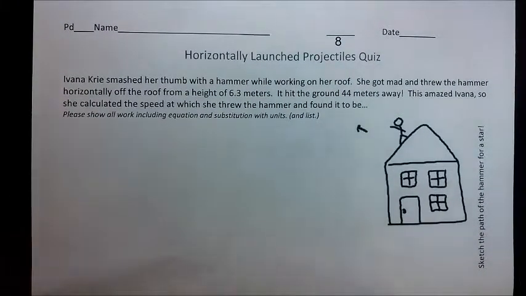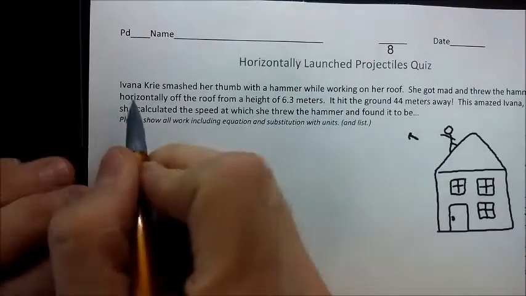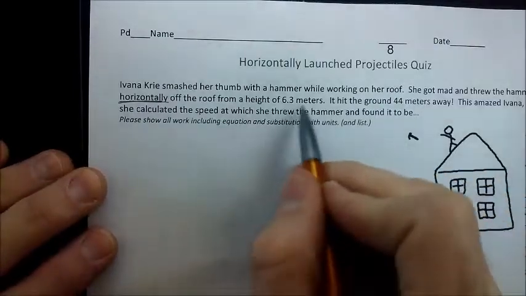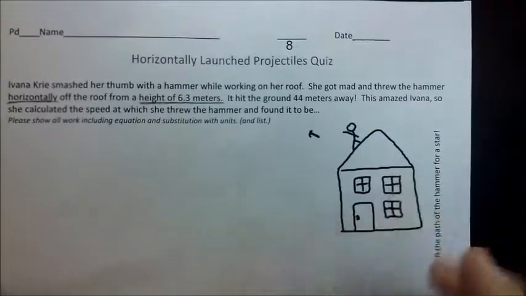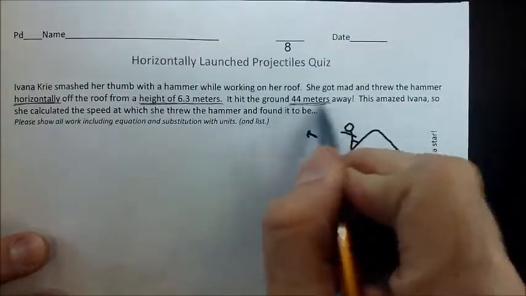Ivana Cry smashed her thumb with a hammer while working on her roof. She got mad and threw the hammer horizontally off the roof from a height of 6.3 meters. All right, I'm going to stop right there. Horizontally is a key, and the height is 6.3 meters. All right, it hit the ground 44 meters away, so another piece of information for us.